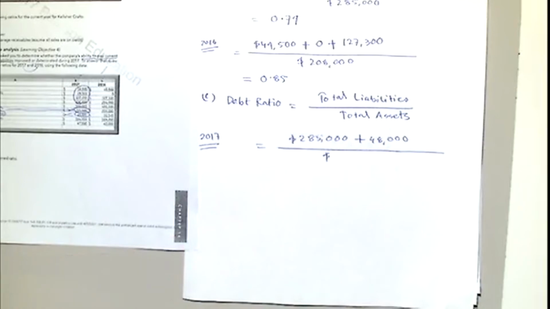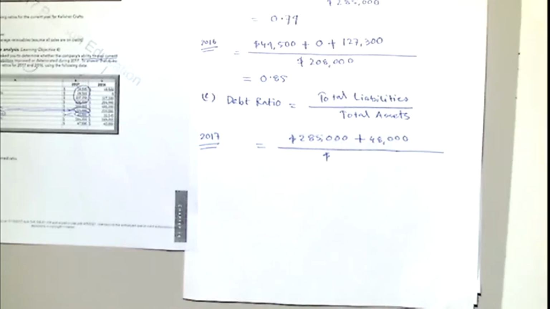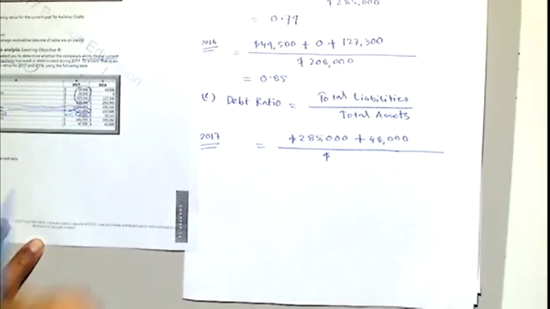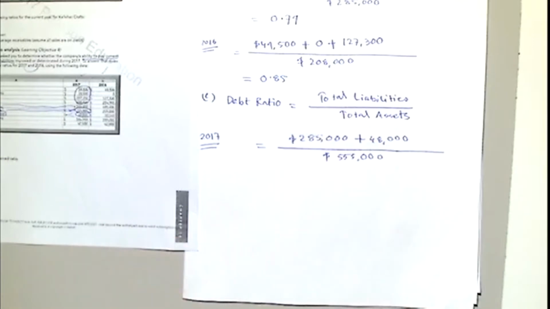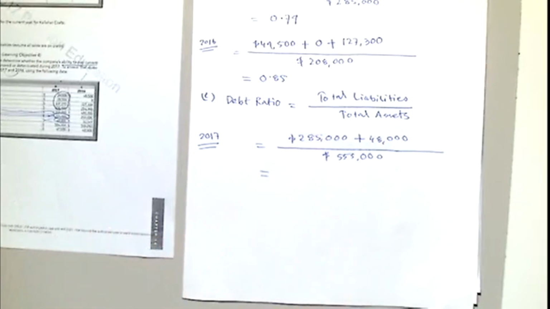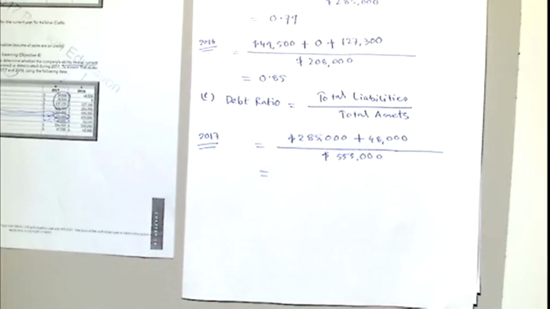Total assets. What is your total asset? Who can help me? Total assets is here, 555,000. Thank you. Now calculate your debt ratio. You can tell me the total part or just the ratio, whatever you like. Yes, Jason.